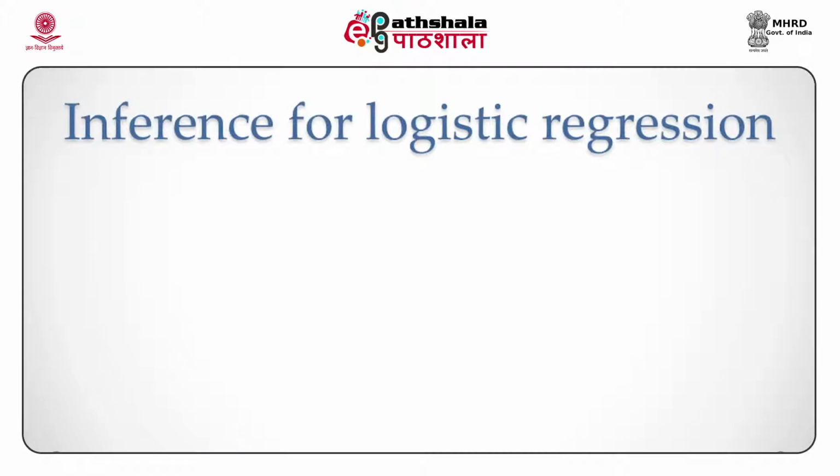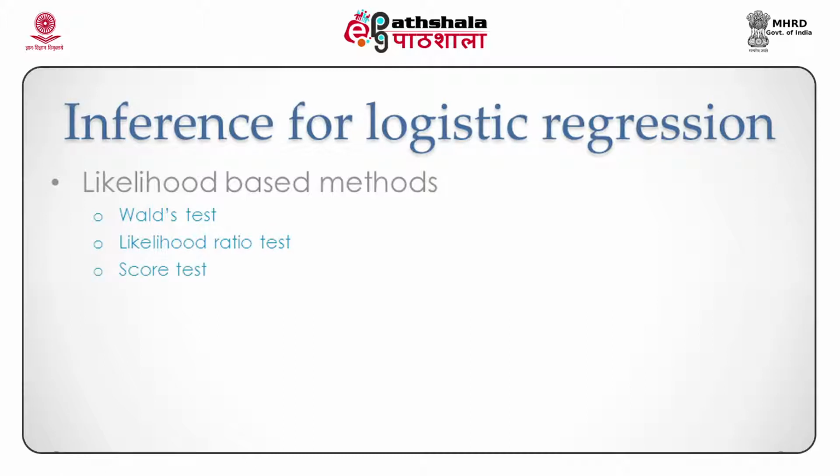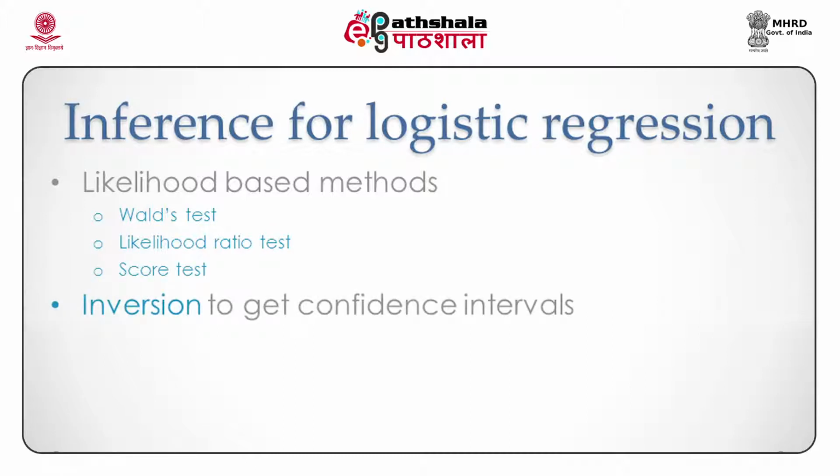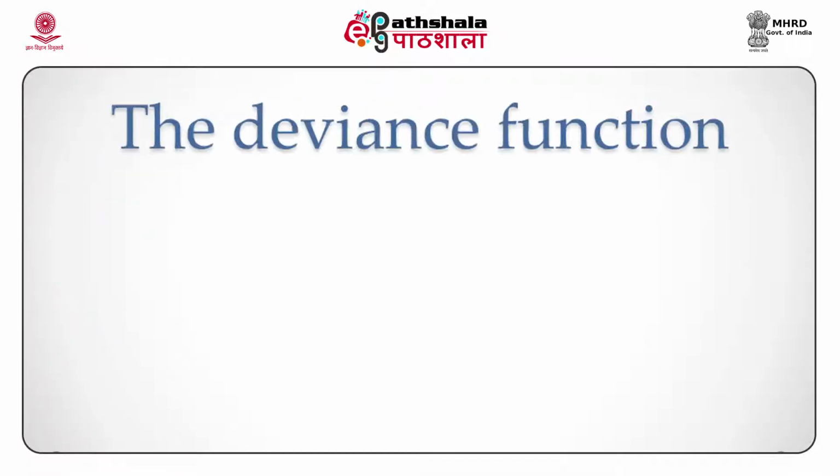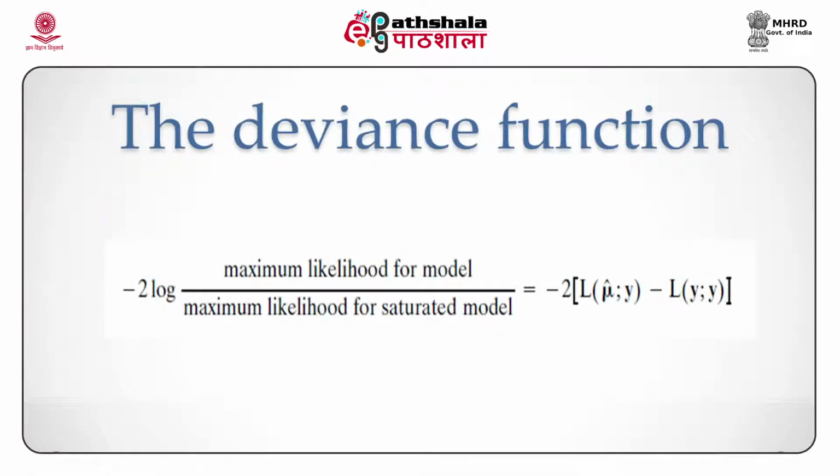Inference for the logistic regression. Once we have defined the maximum likelihood procedure, as I said, it is possible to use likelihood-based methods such as Wald's test, likelihood ratio test, score test. These can be inverted to get confidence intervals. And finally, we can use the deviance as a measure of goodness of fit. The deviance, as you know, is defined as minus twice log of the maximum likelihood for the model divided by the maximum likelihood for the saturated or the best fitting model, the best fitting model being that model which will return y as the predictor of y.